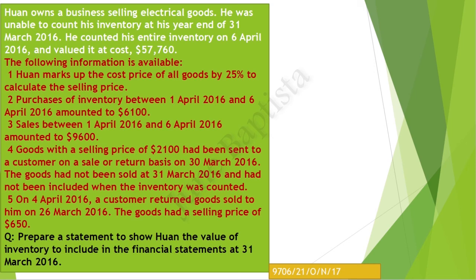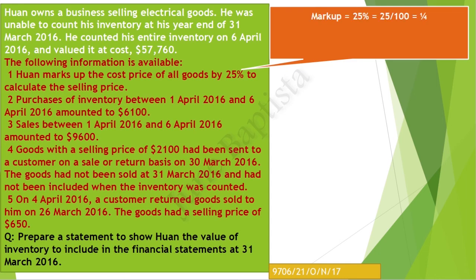Here is a method of converting markup to margin. The markup was 25% or 1/4 in fraction form. The margin is therefore calculated as 1 plus 4, which is the numerator plus the denominator, divided by 4, which is the denominator, to give us 5/4. The cost will therefore be 5/4 inverted, that is 4/5 times the selling price.